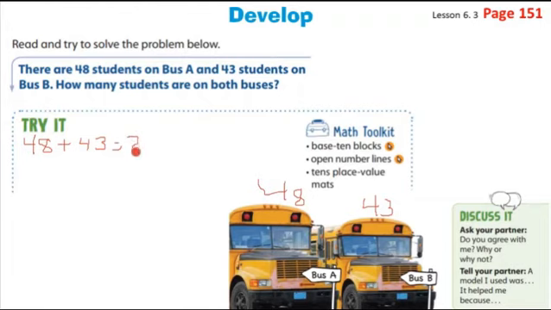You're like, hey, Mr. Woods, I don't know how to add those big numbers. Well, let's break it down a little bit. Remember that there are 4 10s here and 4 10s here, and then there's 8 1s and 3 1s. I bet you can add those together. Well, let's try this. So let's break it down.